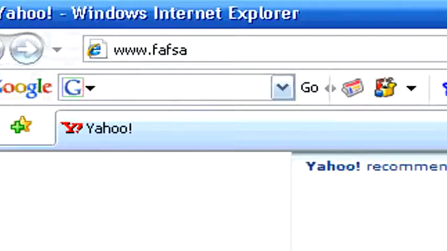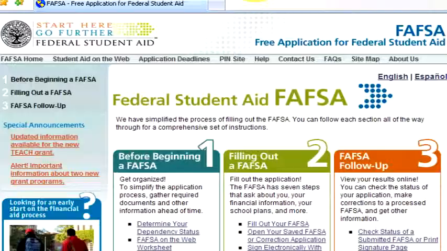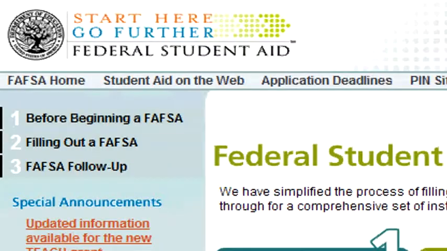In order to see if you qualify for the Stafford loan, you need to first complete the Free Application for Federal Student Aid. You can find this at www.fafsa.ed.gov. As well as that loan, there is also the Grad PLUS loan and the Parent PLUS loan available to students.